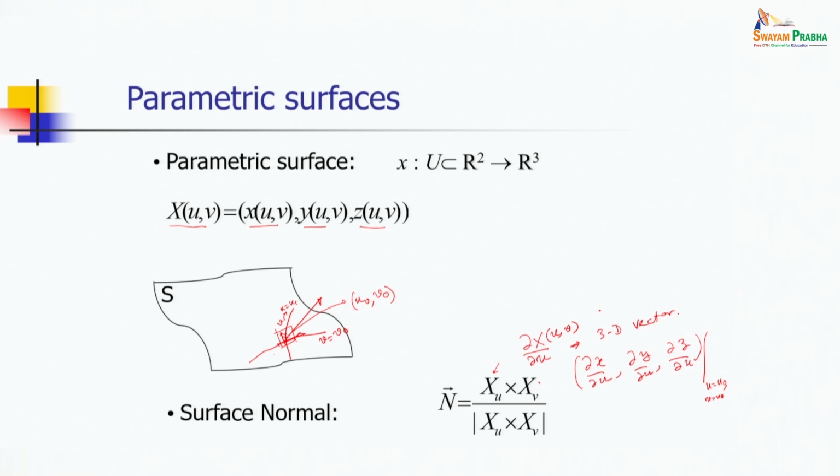Similarly, you have the partial derivative with respect to v. So these are the two tangential directions as I have shown. This is delta x by delta v, and this is delta x by delta u. If I take the cross product, I will get the direction of the normal, and I can normalize this vector by its magnitude. That is how you get the surface normal at any point of this parametric surface.